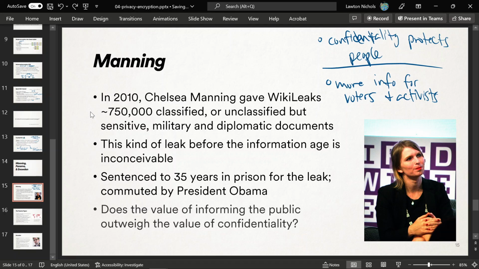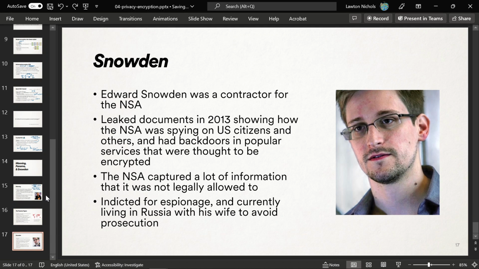So that's Chelsea Manning. I don't think I have enough time for the Panama Papers, but feel free to look into them if you'd like, because I would like to talk about Edward Snowden for the last bit of the day, because that's going to be what your essay is about.